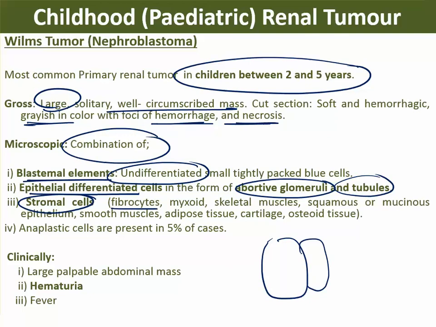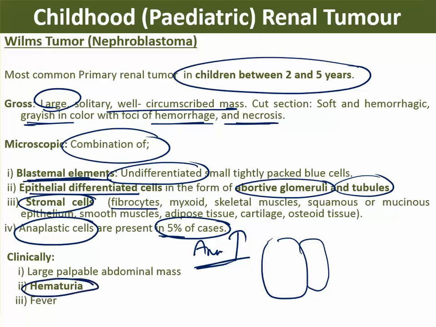Most importantly, the anaplastic cell. Normally it is seen in about 5% of cases, even within the tumor. If the anaplastic cells are more and the blastemal element is more, the prognosis is bad. Whenever anaplasia is more, the prognosis is bad. If the anaplastic cells are very few, the prognosis is good. This tumor also produces hematuria.